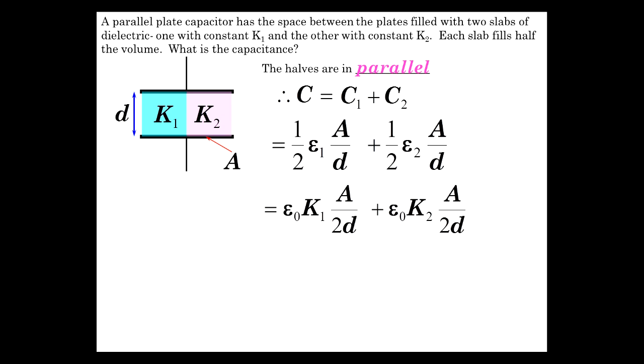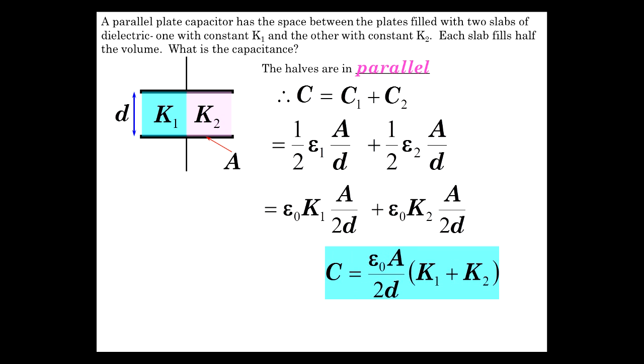And we combine these together, notice we have an A and 2D and epsilon 0. That factors out of both. Giving us our answer, epsilon 0 A over 2D, times (k1 plus k2). So that is the resultant capacitance of this capacitor that's split with two dielectric constants in parallel with each other.